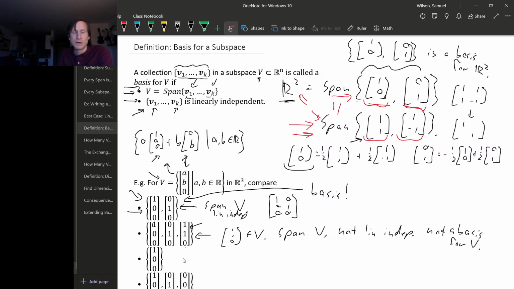All right, what about this collection of vectors? Clearly linearly independent. If you have a single non-zero vector, it's always linearly independent. But does it span V? Well, clearly not. The span of this vector is all vectors that look like (a, 0, 0), but we can never get that second entry to be non-zero. So this doesn't span V, because it doesn't span enough, right? So this is not a basis for V.